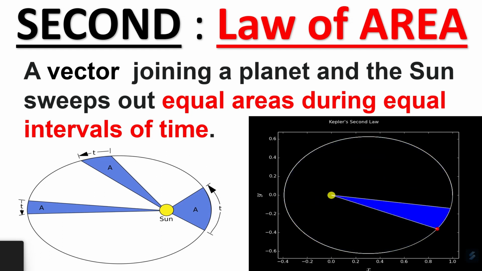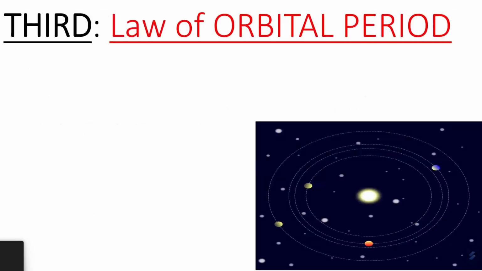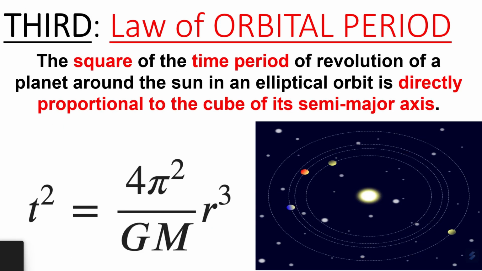The third law, also known as the law of periods, states that the square of the orbital period of a planet is proportional to the cube of the semi-major axis of its orbit. This relationship is known as Kepler's third law of planetary motion. The squares of the orbital periods of the planets are directly proportional to the cubes of the semi-major axes of their orbits. Kepler's third law implies that the period for a planet to orbit the Sun increases rapidly with the radius of its orbit.